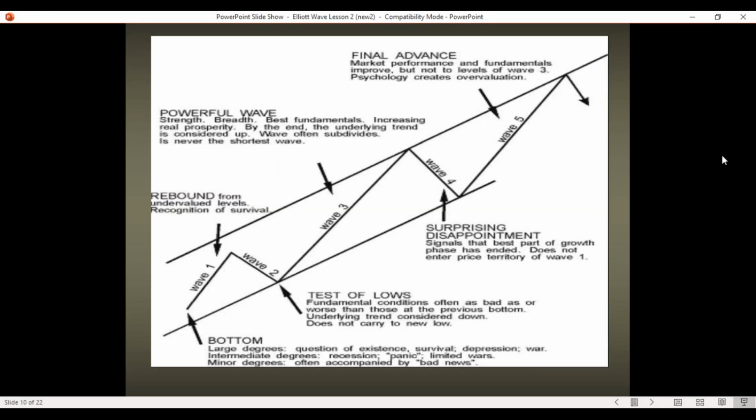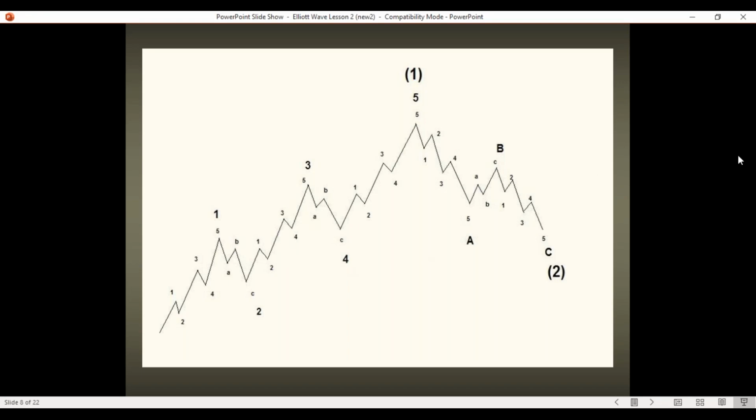But these are those basic characteristics, and we're going to start with a bottom. What do things feel like in a market bottom? Let me go back to the other slide here.